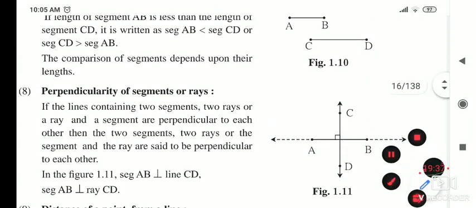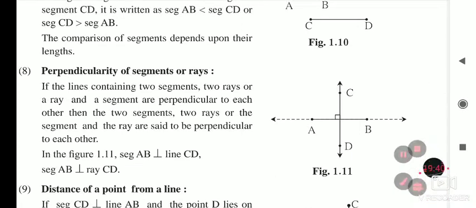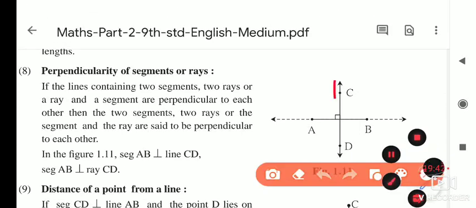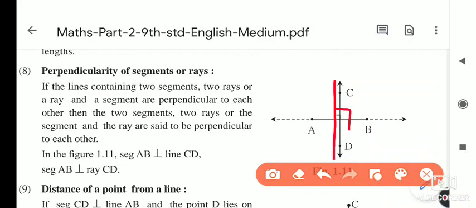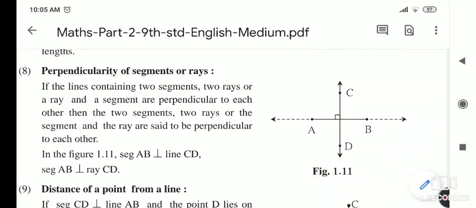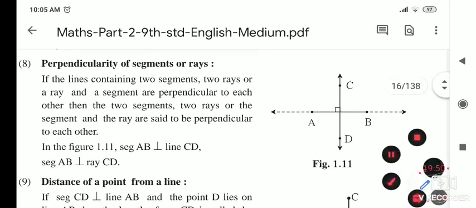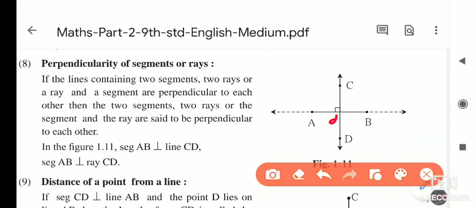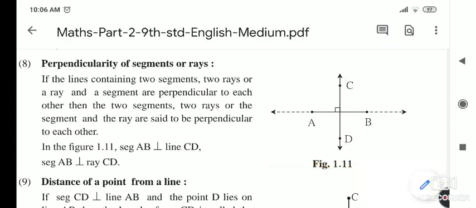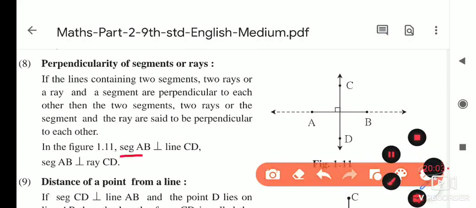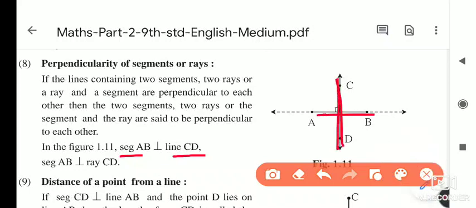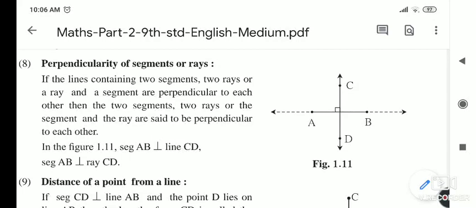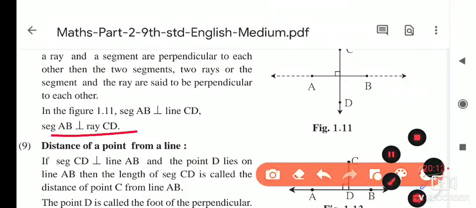Now perpendicular. When we say that CD is perpendicular on this, it means the angle, suppose I write O, angle COA is equal to 90 degrees. Then CD is perpendicular on AB. And how to show that? We have to show it in that way. If segment AB is perpendicular on CD, then CD is also perpendicular on AB.